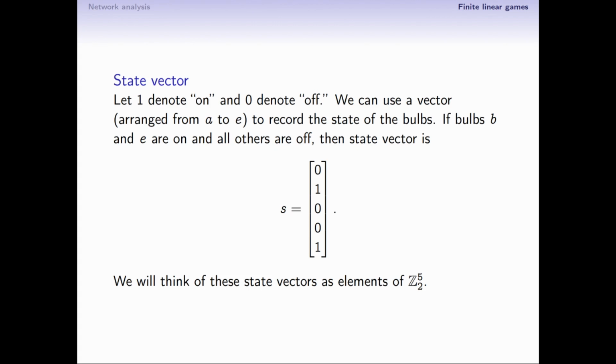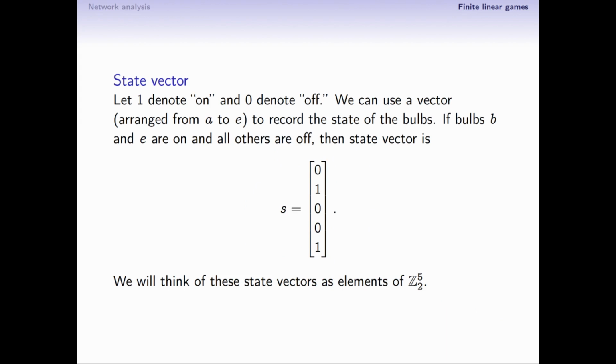So for instance, if bulbs B and E are on and all of the other bulbs are off, then we're going to record the state of the system as this vector here. So let's read this vector together, right? This is position A. So bulb A is off, bulb B is on, C is off, D is off, and E is on. So this vector records the state of the system at this point in time, which bulbs are on and which bulbs are off.